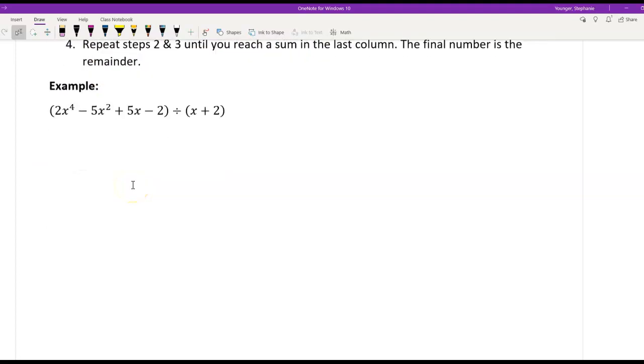All right, Miss Younger, what in the world did you just say? So first, let's take this and set it equal to 0. x plus 2 equals 0, so x equals negative 2. This is my 0, or in this case, that c that we were just talking about. So I'm going to take that negative 2 and put a box around it.